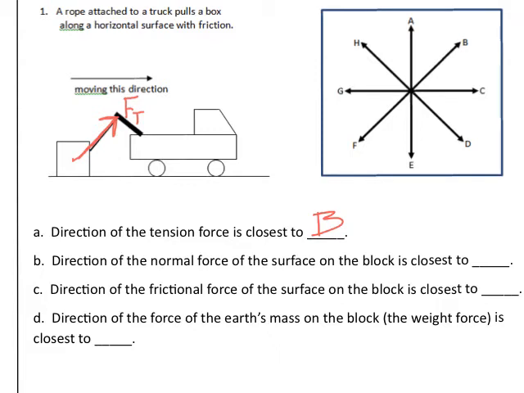The next one is the normal force of the surface on the block. So which way is the ground pushing? Up. Yeah, up, which would be A. So if I were to draw the normal force, it would look like this.